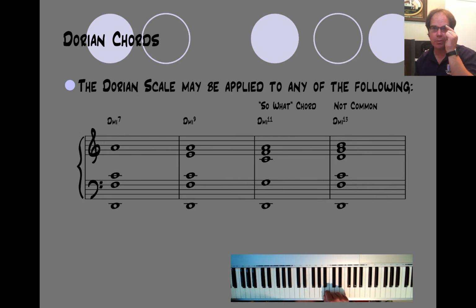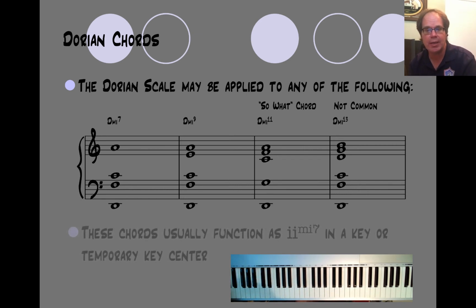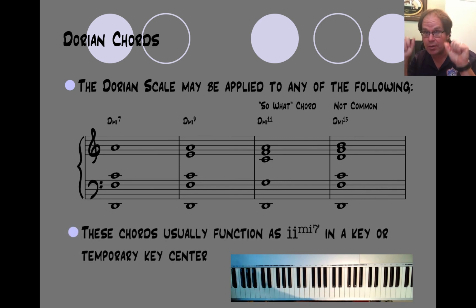So we generally don't include that 13 in our minor 7th voicings unless it's a modal chord. So just keep that in mind. But once again, in what we call conventional harmony, these chords usually function as a 2 minor 7 in a key, or, once again, a temporary key center. It's a way that we can start going to a different key center.